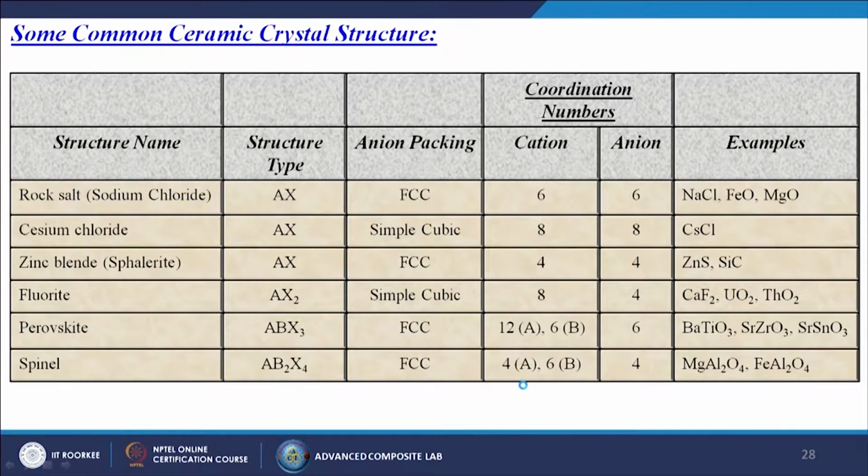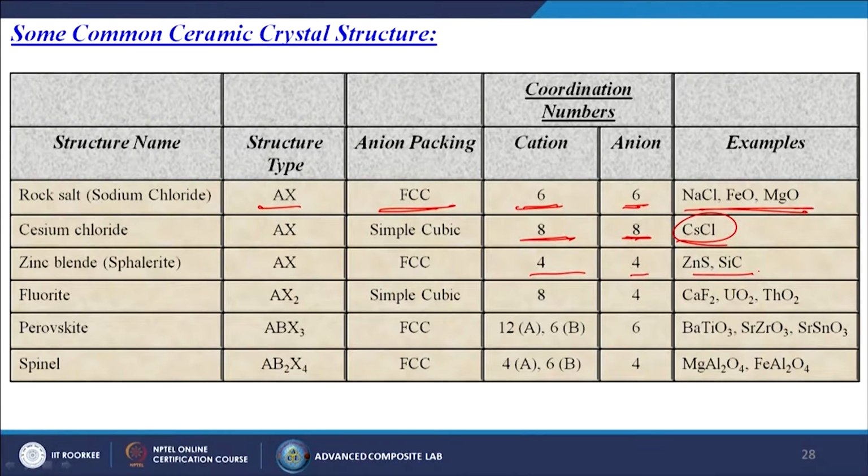So, now some common ceramic crystal structure examples. Like the rock salt structure type is AX, and anion packing is FCC. Here the cation number is 6, anion is 6. Examples: sodium chloride, FeO, MgO like that. Cesium chloride, generally CsCl. So, here it is simple cubic, and the cation and anion number is also equal. For zinc blende also it is equal: zinc sulfide and silicon carbide.